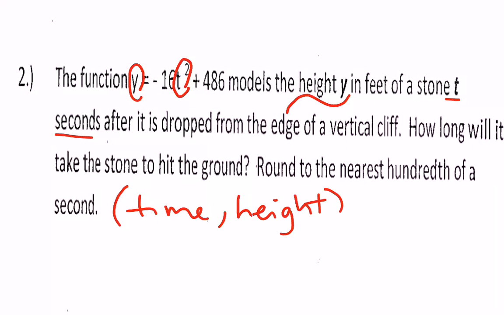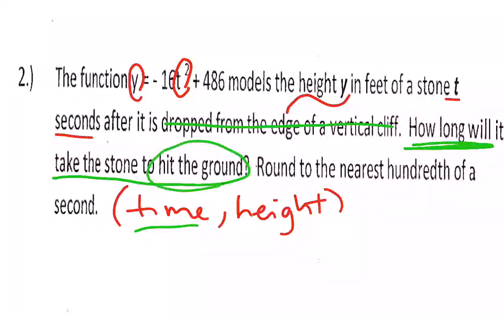Now I need to look for keywords. The function models the height, and that's just telling me what the equation's about. Is dropped from the edge of a vertical cliff. Don't really care. How long will it take? That's definitely asking for my X for it to hit the ground. Hit the ground tells me I'm looking for a 0. Anytime you see hit the ground, hit the water, fall to the ground, fall to the water, it's asking for a 0. So write down 0.